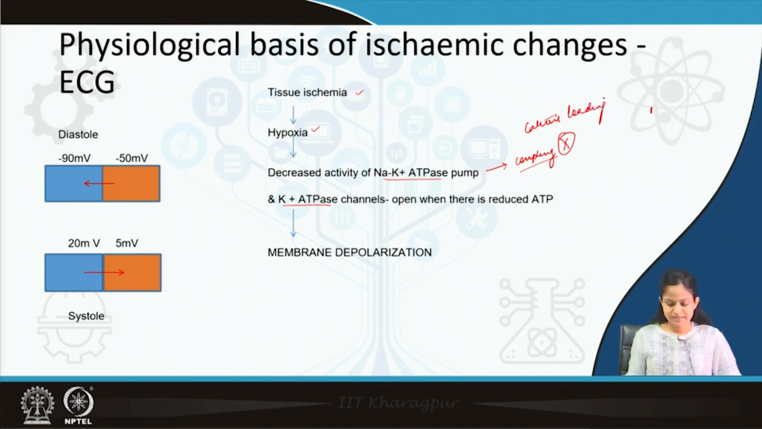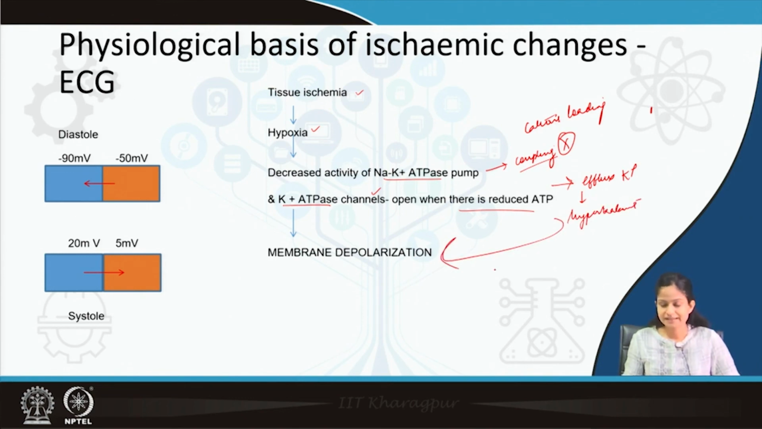The potassium ATP channels will also open because of the reduced ATP, which will cause efflux of potassium ions to the extracellular fluid, which will cause hyperkalemia, which will in turn cause membrane depolarization. That means the cell will have a reduced membrane potential. That is what we can see in diastole, that means when the cell is at rest.